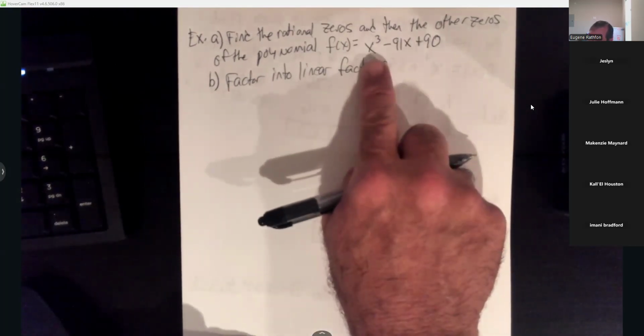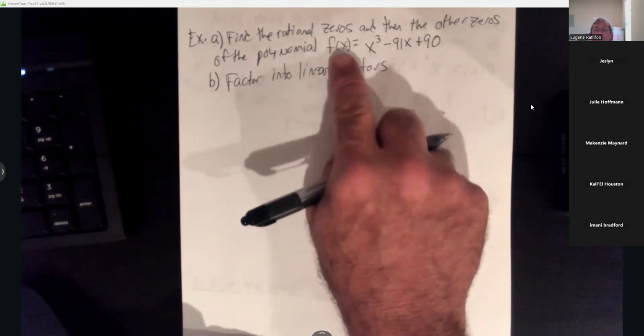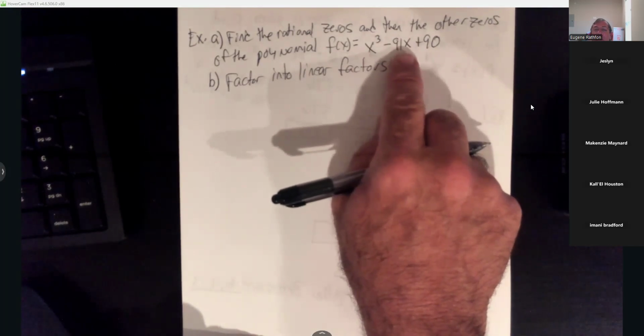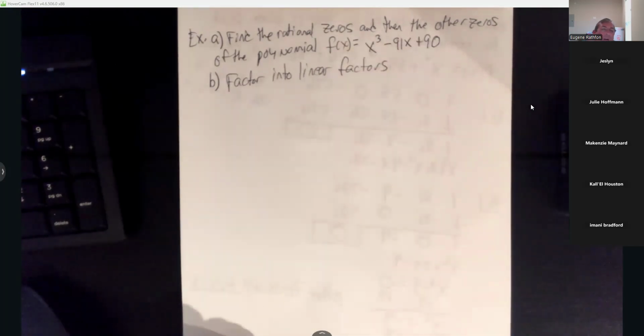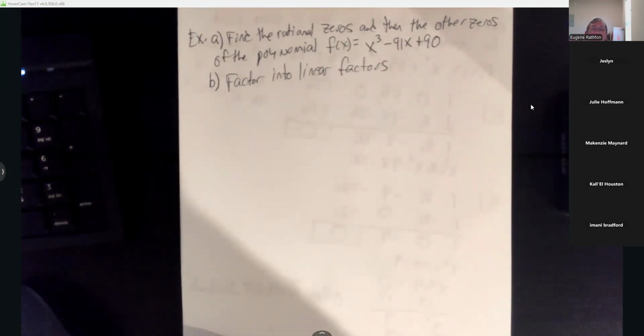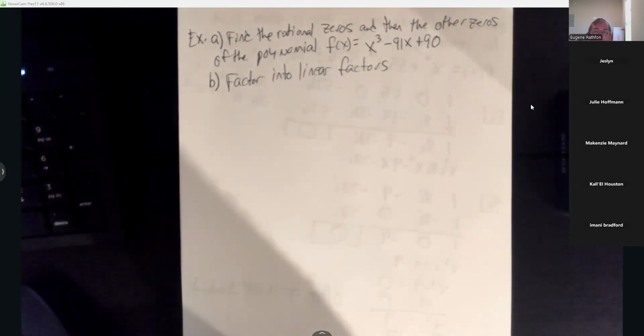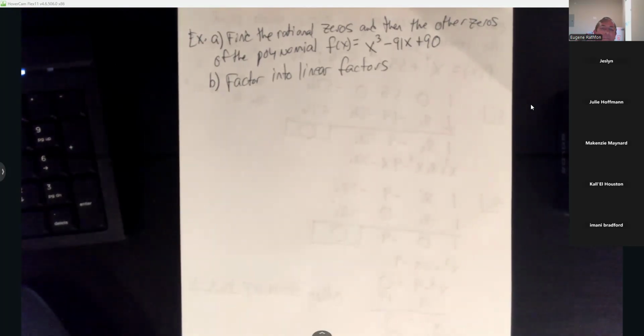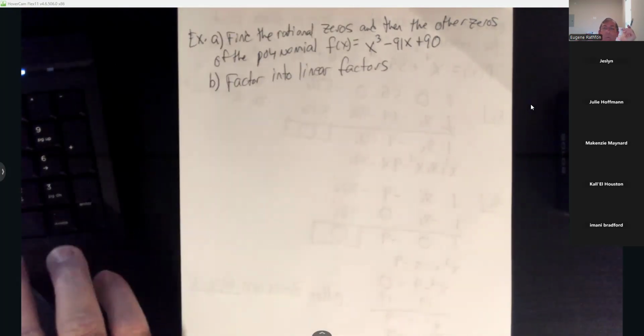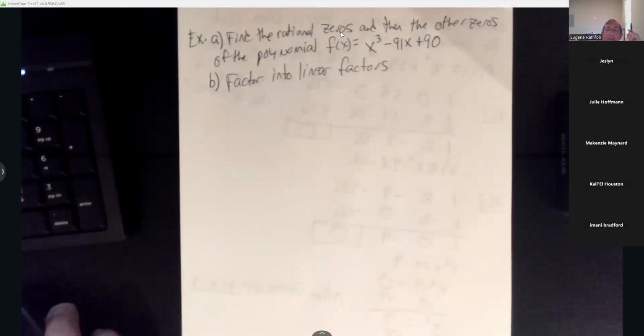So first, let's do part A. So f of x is x cubed minus 91x plus 90. So if I'm going to be able to solve this one, I'm going to have to graph it and at least get one of my zeros, okay? Now on this one, when you graph it, watch what happens.